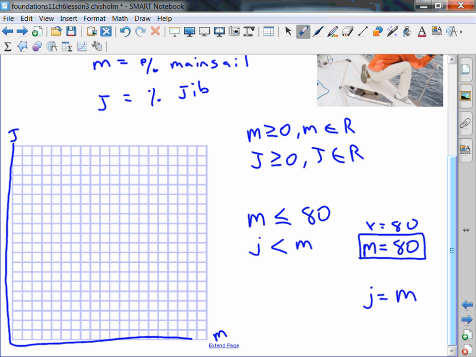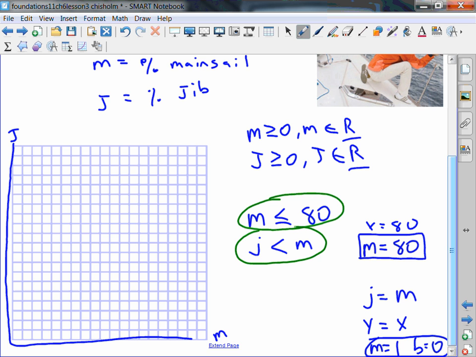For the other one, J being equal to M, this is like saying Y is equal to X. What we can do is say it has a slope of 1 and a y-intercept of 0. Since X is being multiplied by 1, but there's nothing being added to it, we can say slope is 1 and y-intercept is 0. Pretty easy one to graph. Of course, because we're talking about real numbers, everything is going to be green here. Because this one has equality as a possibility, it's going to be a solid green line. Because this one does not have equality as a possibility, it's going to be a dashed green line.